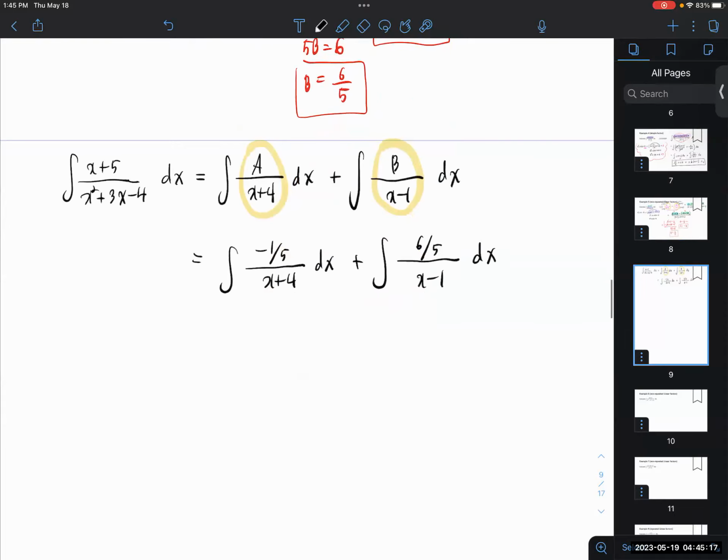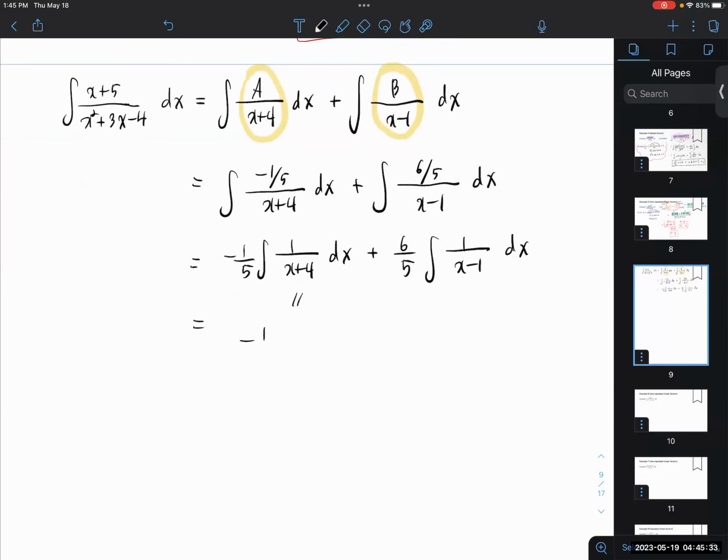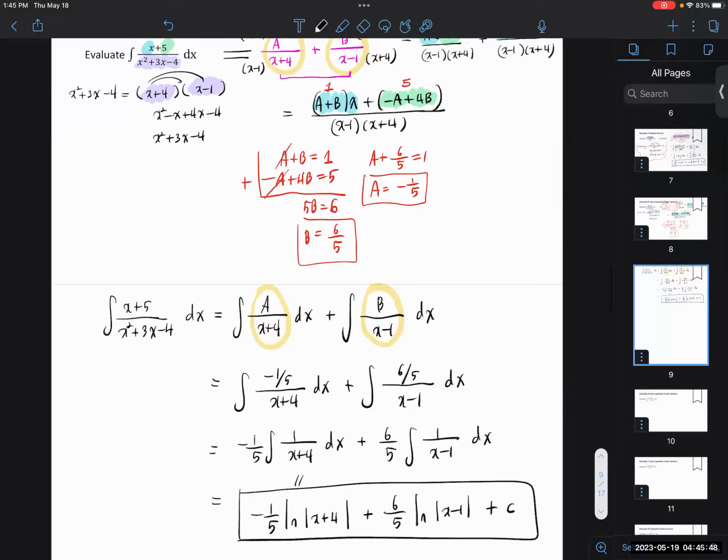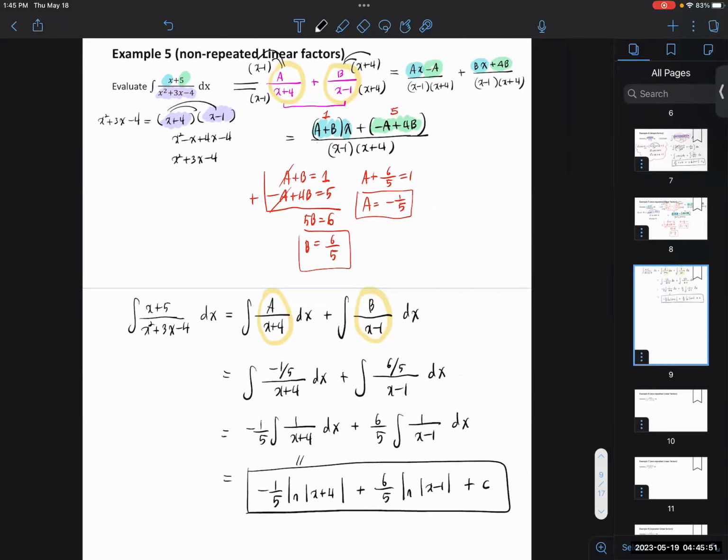I can bring the numbers in front of the integral. So negative 1 over 5 integral of 1 over x plus 4 dx, plus 6 over 5 integral of 1 over x minus 1 dx. So now this is going to be negative 1 over 5 ln absolute value of x plus 4, plus 6 over 5 ln absolute value of x minus 1, plus C. There we go. We got the answer. So this is the case where your denominator can be factored without repeating.